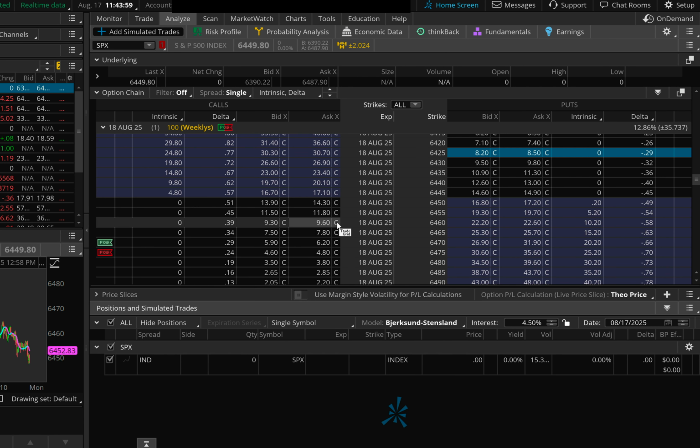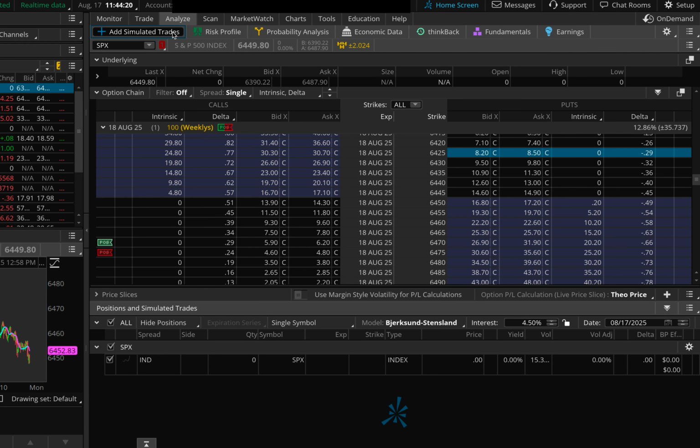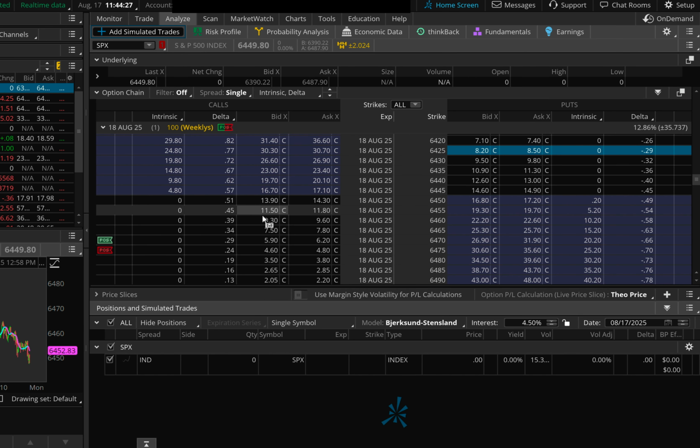I want to get the outer edge of that condor as close to the 1 standard deviation line as possible. I want to get as far away as I can from the current money, where it's trading right now, and build that structure out over here. I want to get that far into the trade, as close as I can to the 1 standard deviation line, and I just know that typically the 1 standard deviation line is around a 16 to 20 delta.